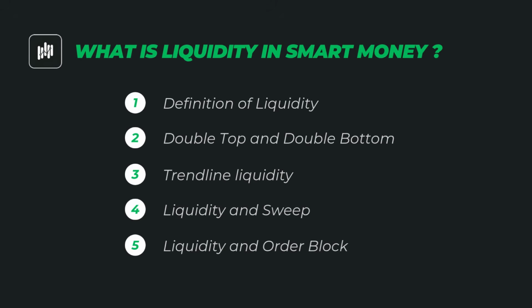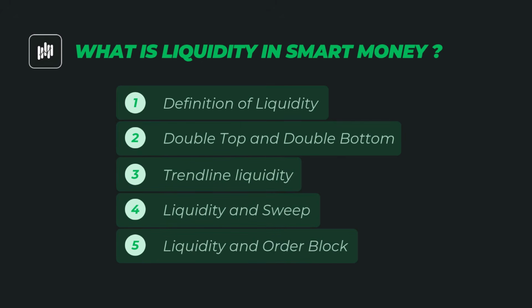So far we've learned that liquidity means the area where stop losses are gathered. Double top and double bottom create horizontal liquidity. Multiple highs or lows form trendline liquidity. A sweep means the liquidity has been used up. And when liquidity is close to an order block, the setup becomes stronger.